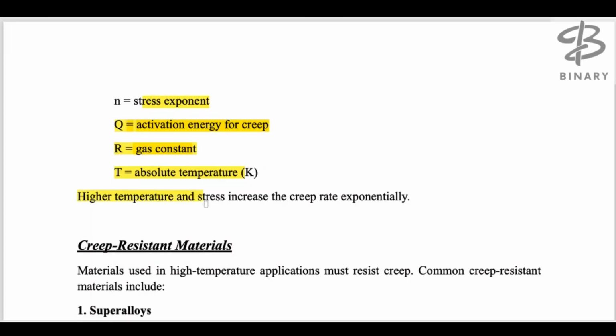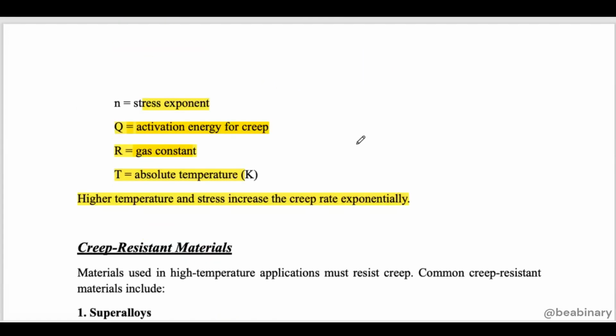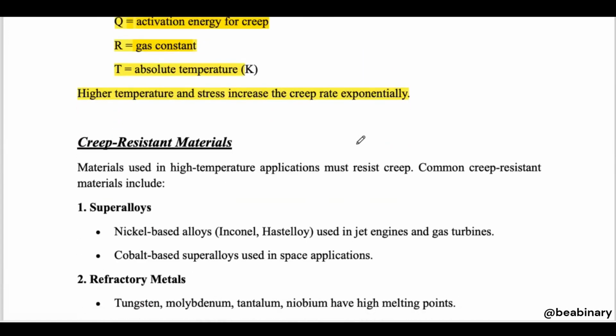Higher temperature and stress increase the creep rate exponentially. You can see here we have the exponential term e. It means the rate increases very rapidly. If you put in values of e to the power 2, e to the power 3, you can see how the value changes. If something is exponentially increasing or decreasing, it has a very sharp nature. So high temperature and stress increase the creep rate exponentially.